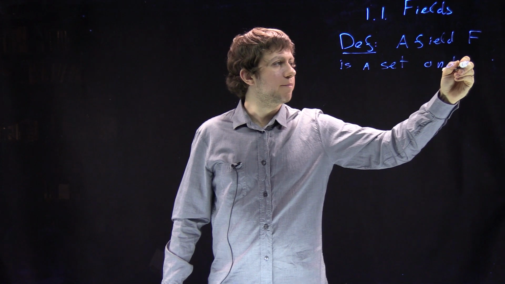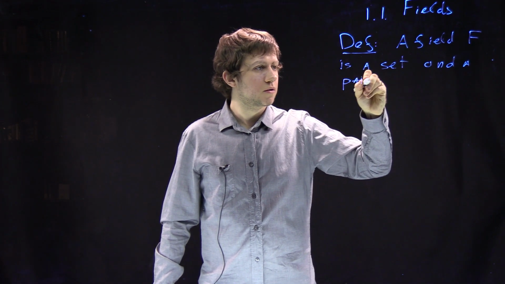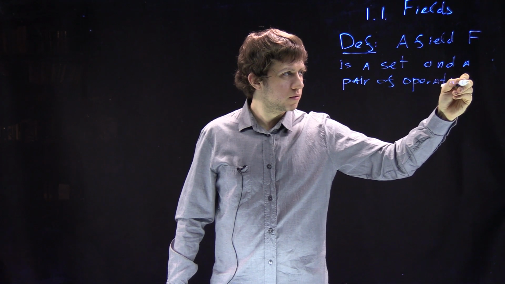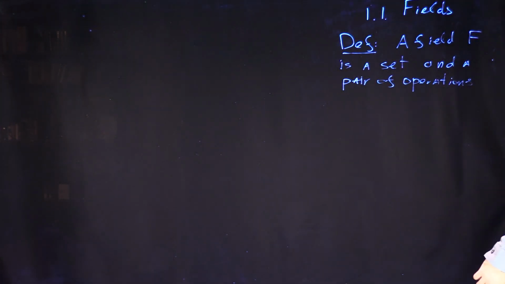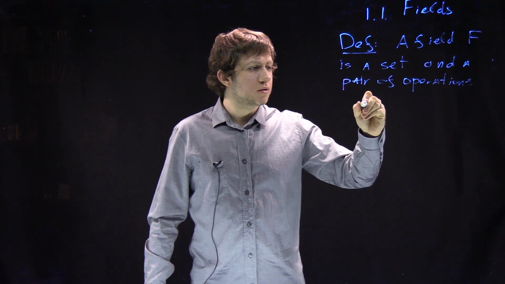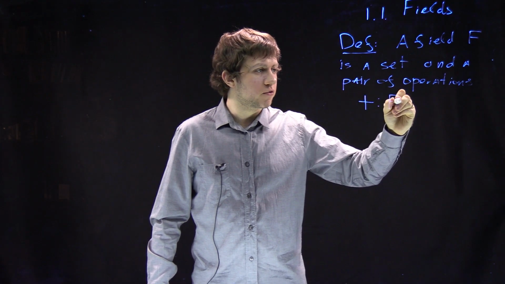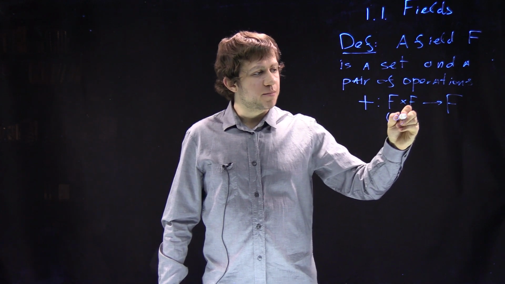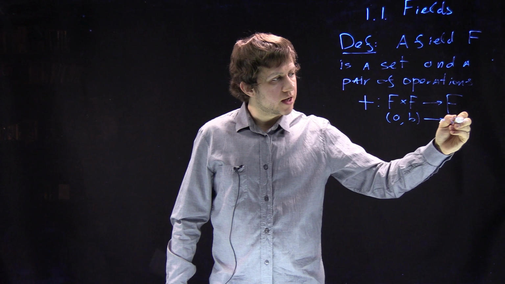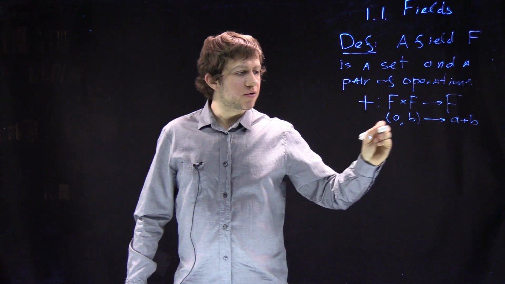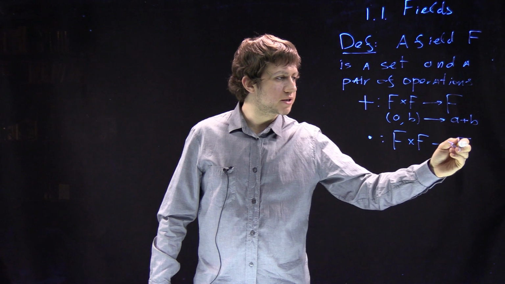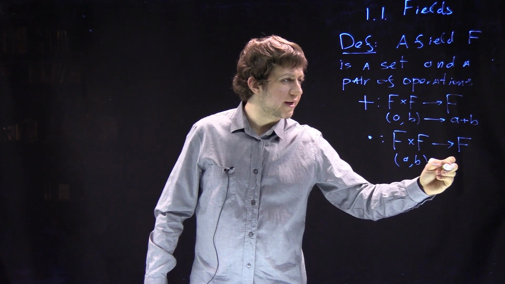And a pair of operations. One of them is called addition, and this is a map from F times F to F. So this is Cartesian product, the set of pairs. Addition takes a pair of elements in F and sends it to a new element in F, which we call A plus B. And the second operation is called multiplication, and is denoted by a dot as usual. And it also takes a pair of elements in F and sends it to another element called A times B.